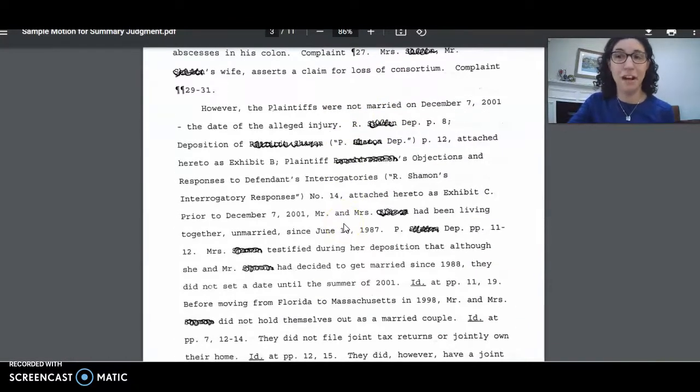And then here's the not funny part that happened during a real deposition when we learned that the parties were not married at the time of the injury. It says here, however, plaintiffs were not married on December 7, 2001, the date of the alleged injury. And you can see here they cite the deposition. They also cite the answers to interrogatories. And then the story goes on from there. So what I want you to have ready for us to discuss next week is just look at this facts section and notice that A, it's written like a story. The story is still here. But B, after every sentence is a citation.